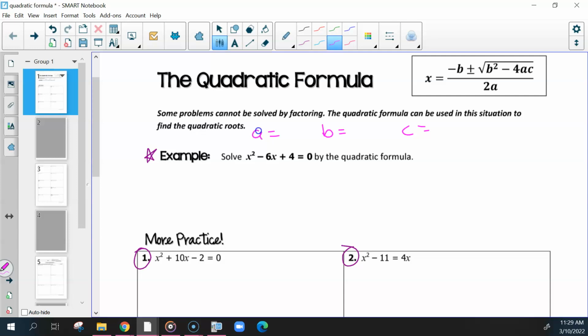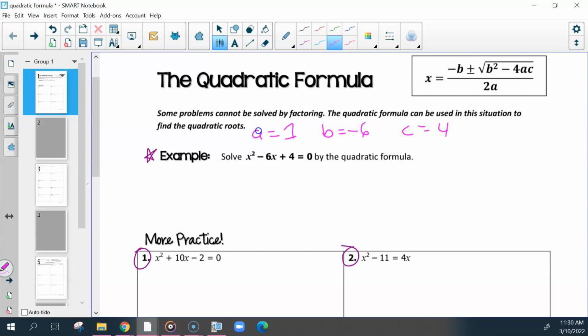Remember that we can find those from this quadratic equation. What would your A value be? 1. A is the number in front of x squared. Your B value? Negative 6. And your C value? 4.